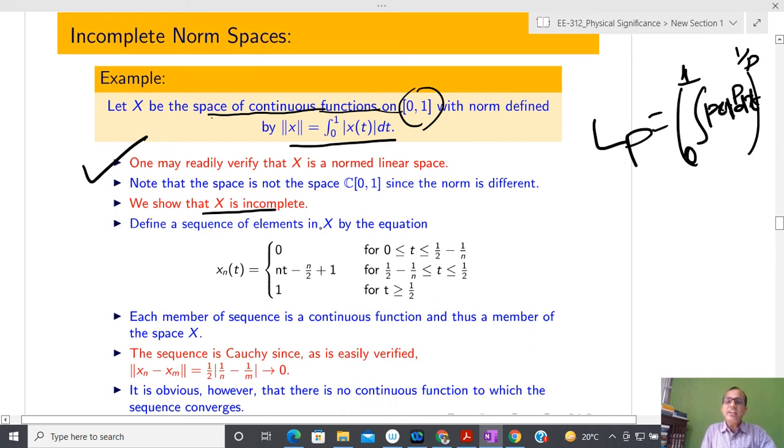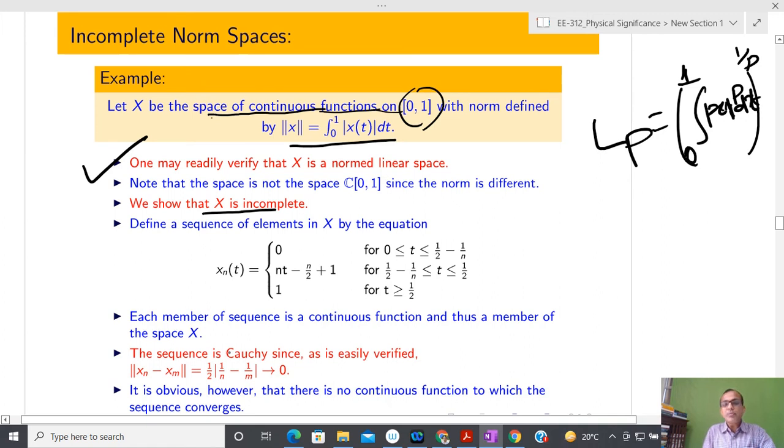In order to show incompleteness, you can generate one sequence, because whenever a space is complete, every Cauchy sequence is a convergent sequence. So you can generate one counterexample, and people have generated this kind of counterexample. They define this sequence: if t lies in this region then it is 0, when t satisfies this then this, and when t is greater than or equal to 1, then it is 1.